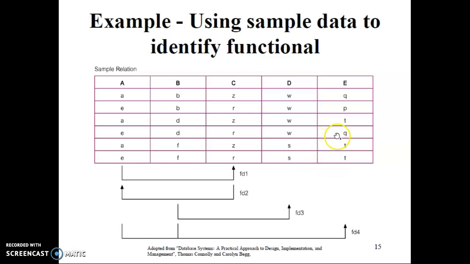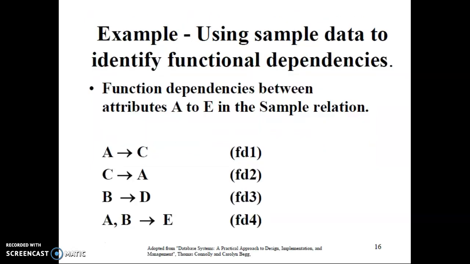In summary, we describe the functional dependencies between attributes A to E in this sample table like this. A determines C and C determines A. Then B determines D. Then the last functional dependency: A comma B together also determine the attribute E. So 4 functional dependencies for the sample table or relation are identified.